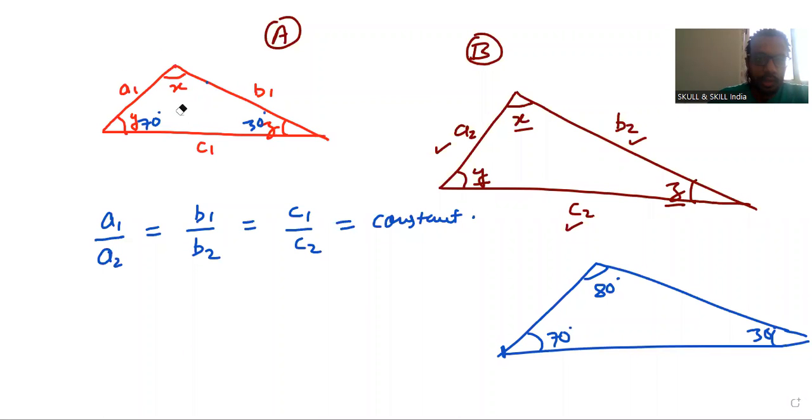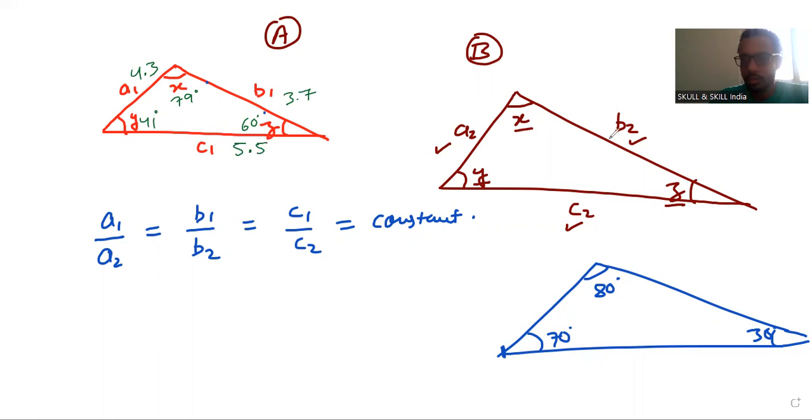Let me remove these angles from here. Tell me the angles you have, angles X, Y, and Z. Angle X is 79 degrees, angle Y is 41 degrees, and angle Z is 60 degrees. Okay, A1, B1 and C1, how much are they, the lengths? A1 is 4.3, B1 is 3.7, C1 is 5.5.